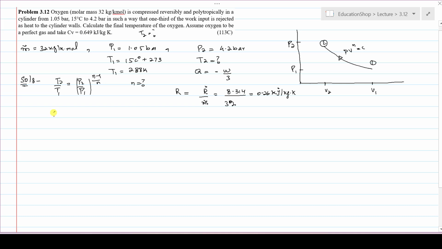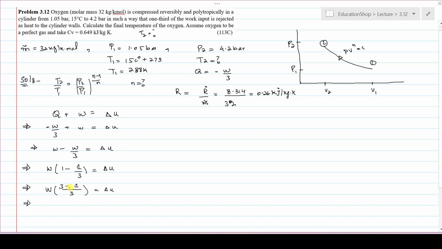From the first law of thermodynamics, Q plus W is equal to the change in internal energy. The heat rejection value is given, that is minus W divided by 3. I can also write it like this: W minus W divided by 3. Take W common. This will be W times (1 minus 1 divided by 3). Taking 3 as the least common multiple, it is 2 over 3. Finally, 2W divided by 3 is equal to the change in internal energy.